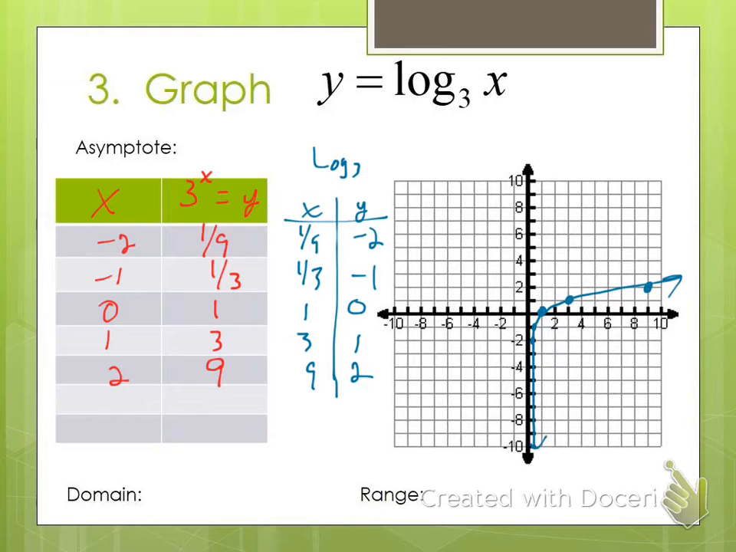But then our characteristics, the asymptote. This graph still does not seem to want to touch the vertical line of x equals 0. So that becomes our asymptote. The domain, again, since it doesn't want to go past 0 on the x-axis, the domain starts at 0 and then goes out to positive infinity. The range is still going to be negative infinity to positive infinity.